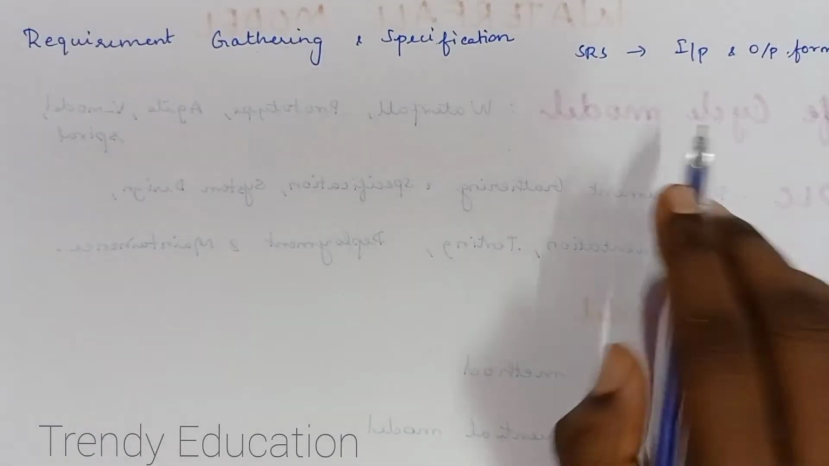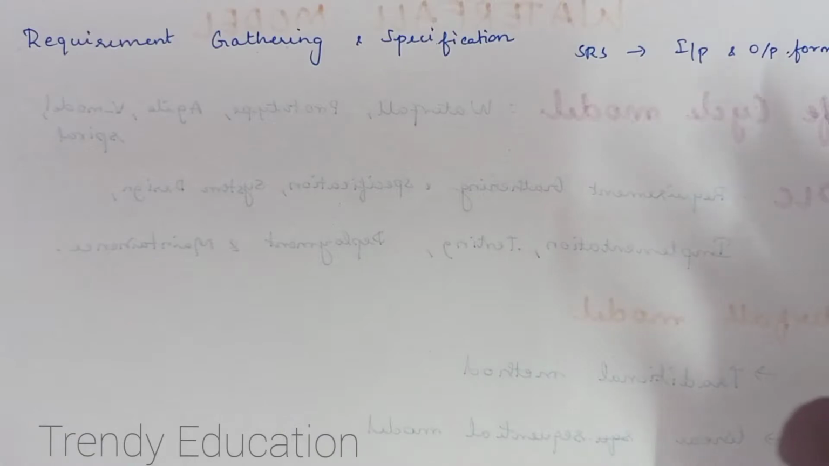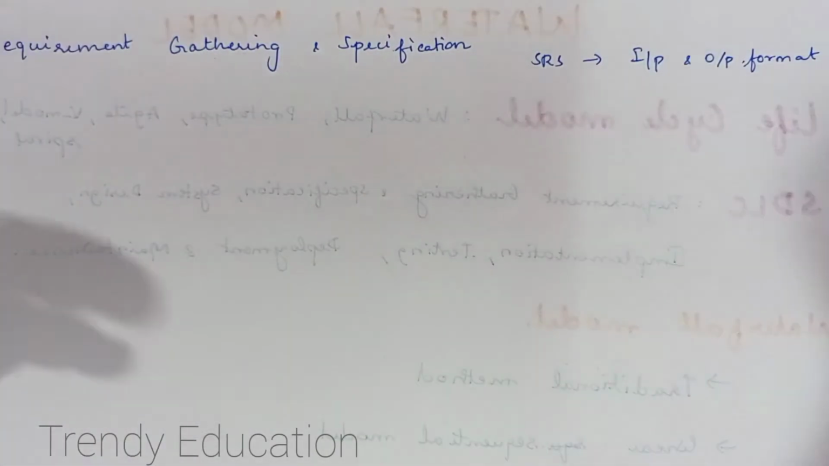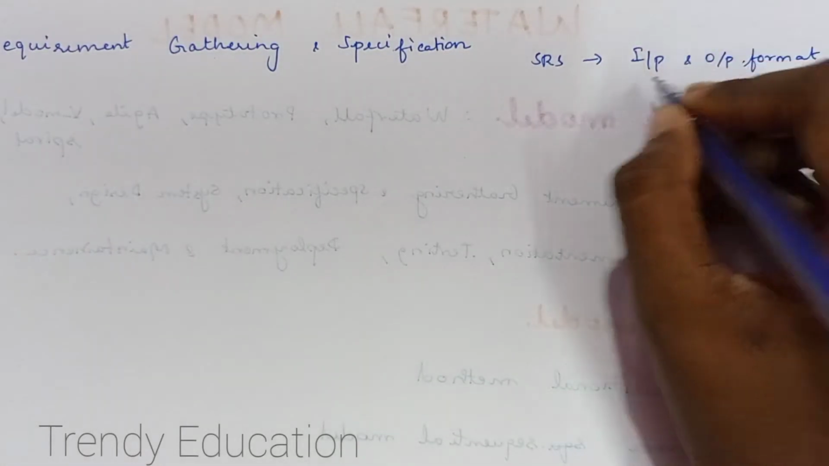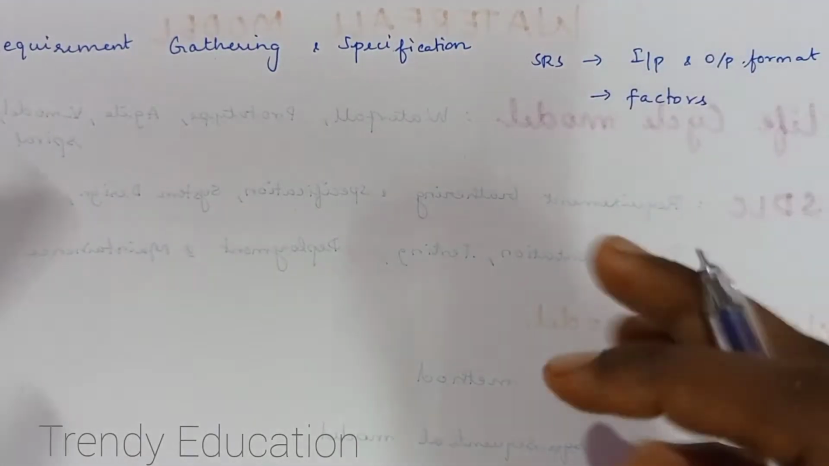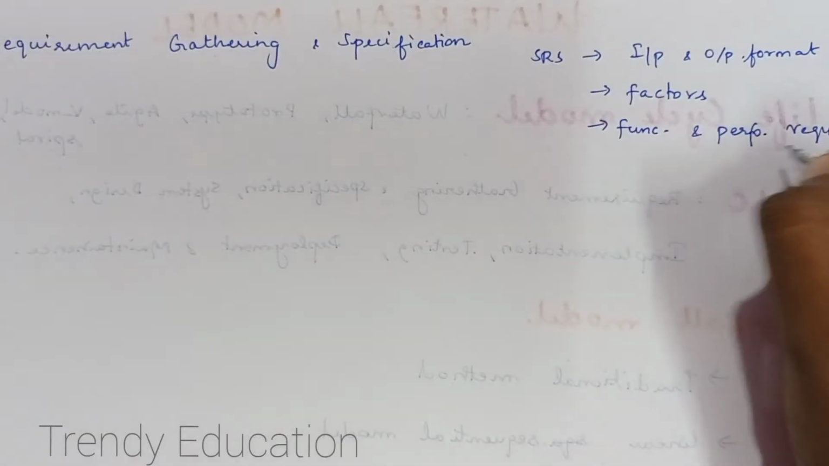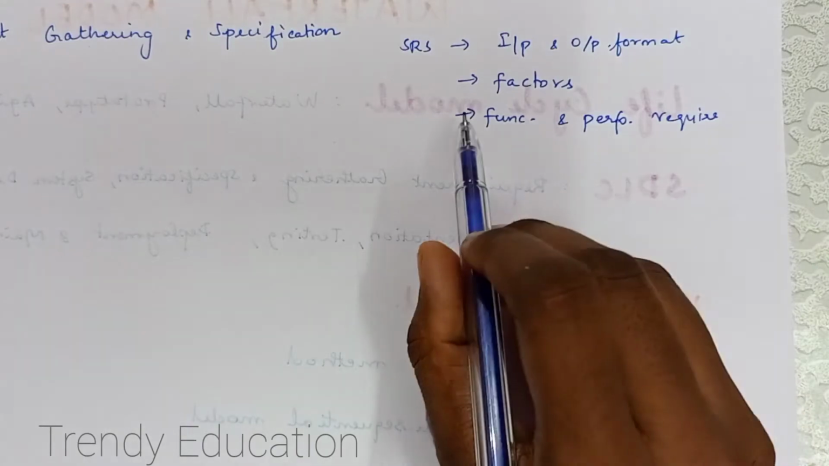Like for a mobile number, we have to give only numbers, right? So these are the input format. Like that, they'll have some codes, and also the factors which actually affect those modules. Also the functional and the performance requirements. These are the three things that the SRS document will have.